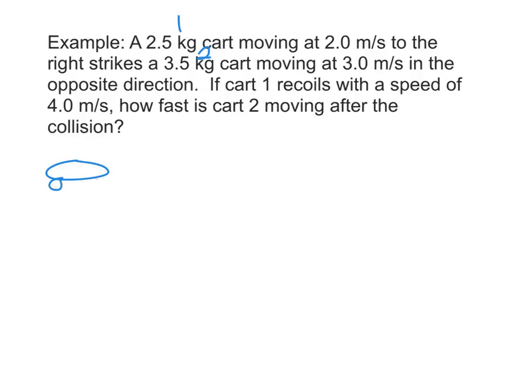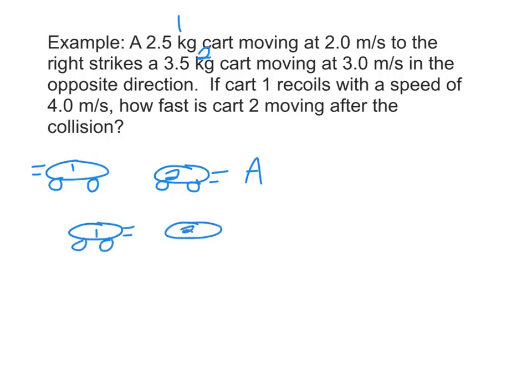Diagram. So cart 1 is initially moving to the right. Cart 2 is initially moving to the left, and this is at A. They're going to collide and bounce off each other. So now cart 1 will move to the left, we assume, and cart 2 will move to the right.